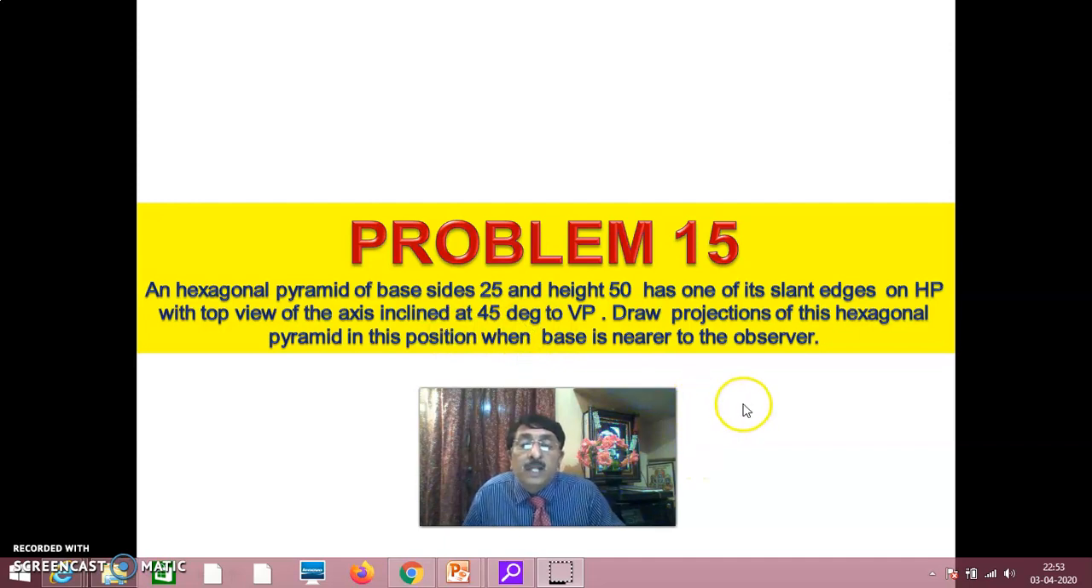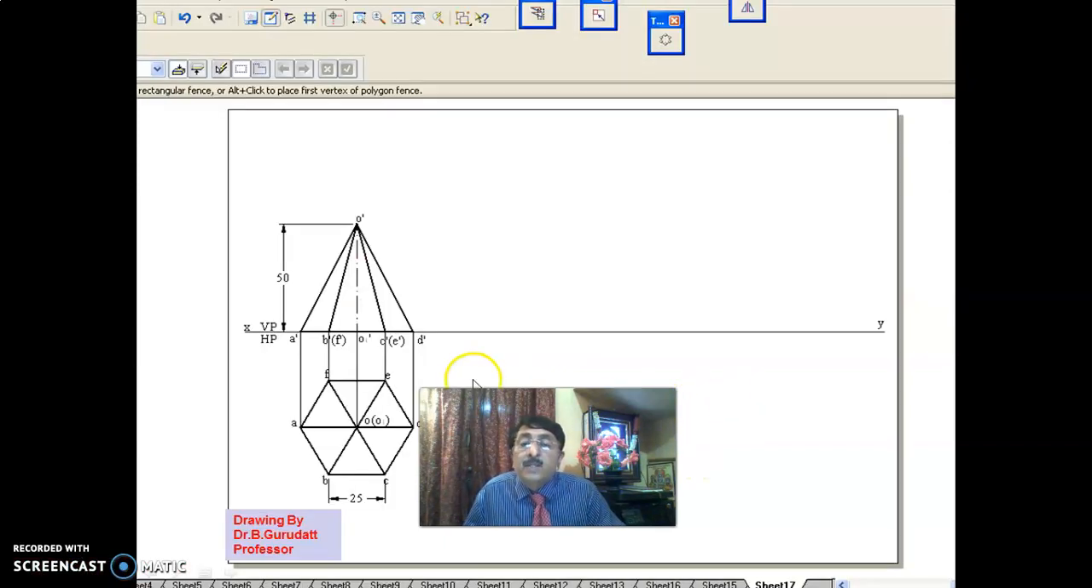Now, you see here. You have to change the position of the hexagonal pyramid because when you completely tilt right or left, it should be resting on a slant edge. Okay. This position is called the corner position of the hexagonal pyramid, unlike the previous position which is called the edge position.